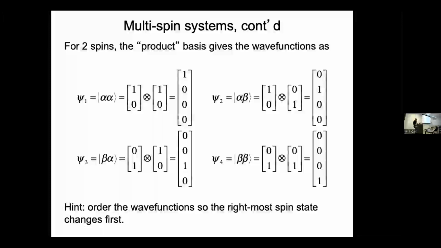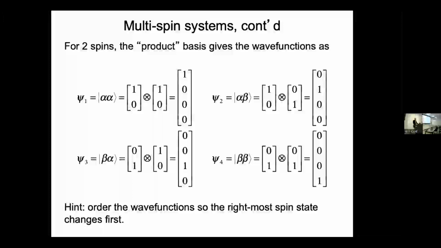And for alpha beta, all I do is change the second vector to 0, 1. And now I have 0, 1, 0, 0 by my recipe, because I take the second column vector and multiply it by each element of the first one, and that's the expansion. And similarly, beta alpha and beta beta. I just have 4 vectors, and there's a single 1 somewhere in each vector.